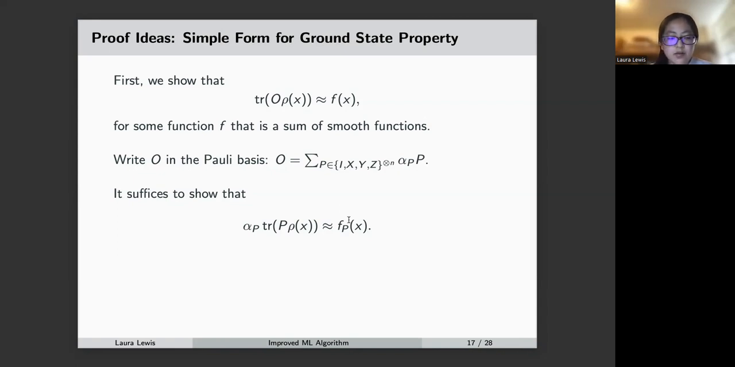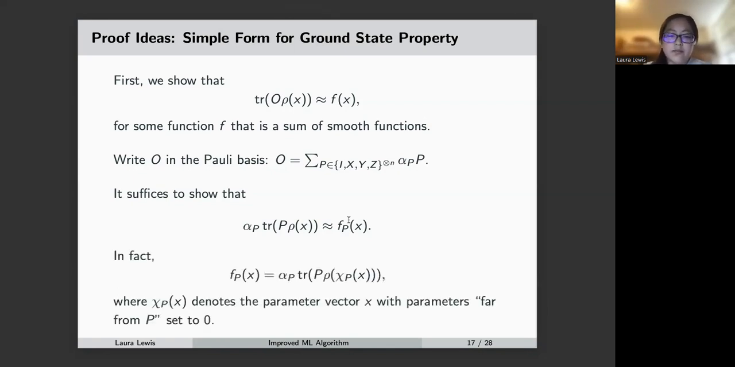And so I mentioned that these f_p(x) are local in a certain sense. What I mean by that is that these f_p(x) are really close to the ground state property we want to predict. So they're almost this alpha_p trace(P rho(x)), but not quite. They're this rho of chi_p(x), and what I mean by this chi_p is that it denotes the parameter vector with parameters that are, quote unquote, far from p set to 0. Essentially the idea is that only parameters that are close by to p matter for this ground state property.